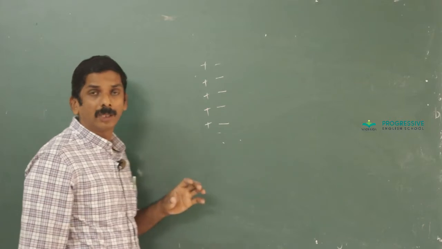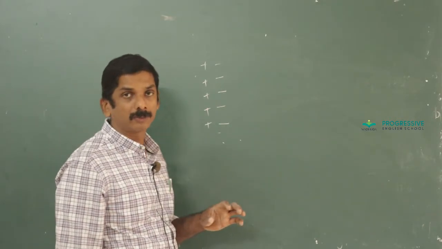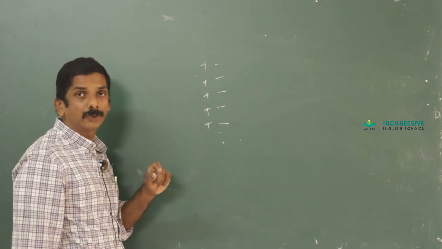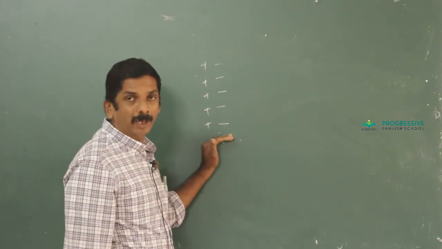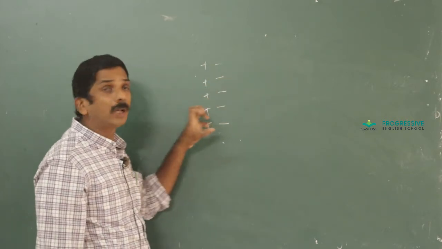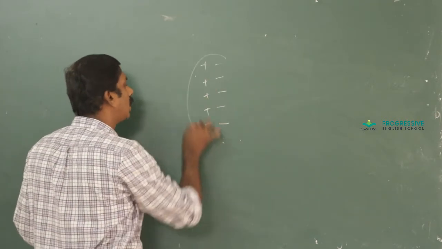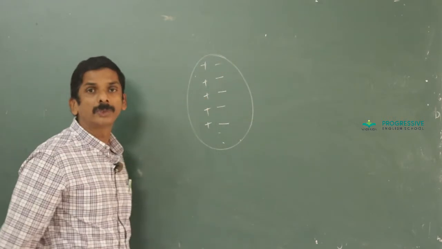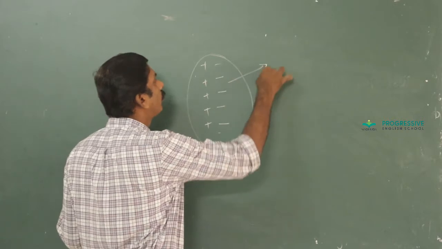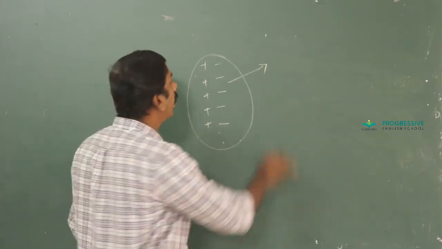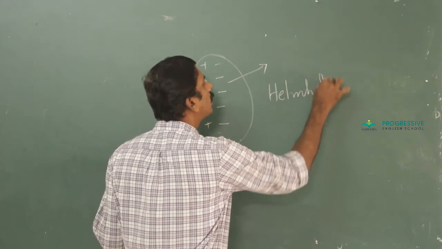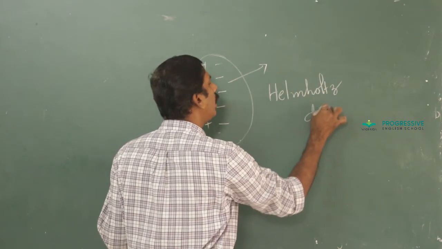That is, definitely there will be some potential difference. Positive and negative charge are not identical. That is why they differ in their magnitude. Colloidal particle attracts the counter ion from the solution and forms an electrical double layer on the surface. That electrical double layer is called Helmholtz double layer.